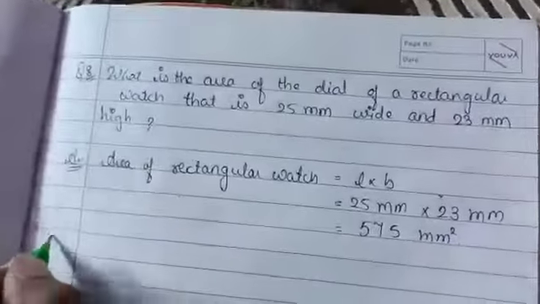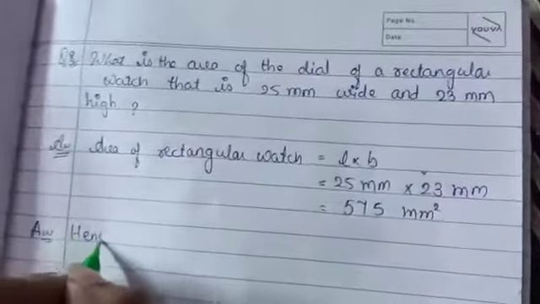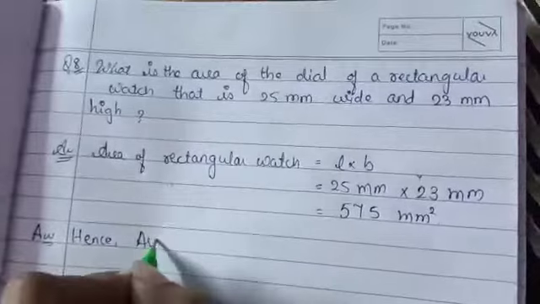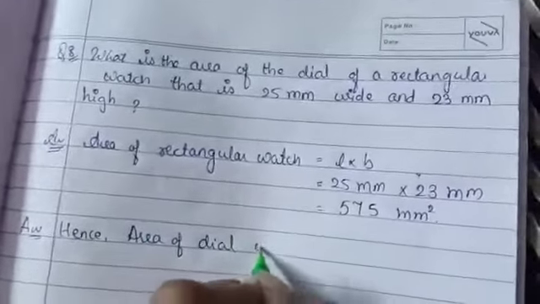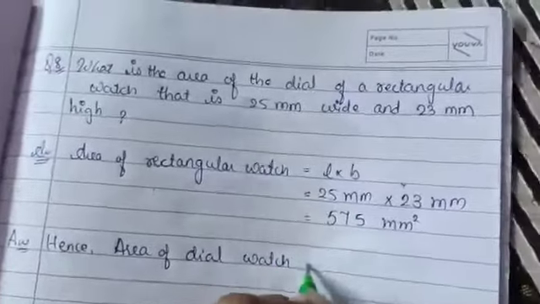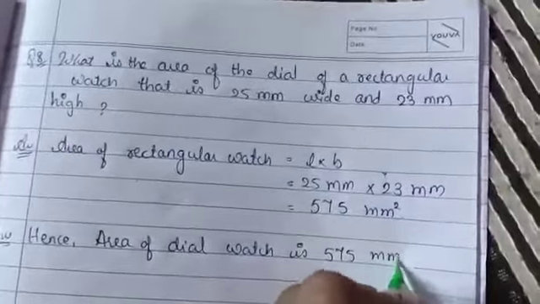Okay. So the answer will be what? Hence, area of dial of the watch is 575 square mm.